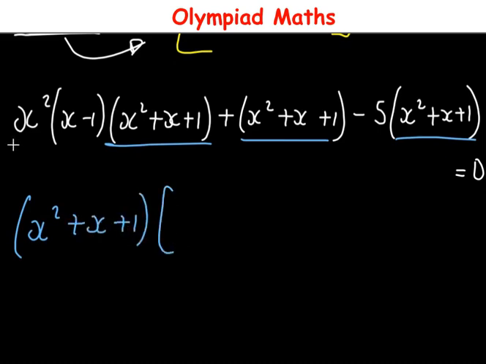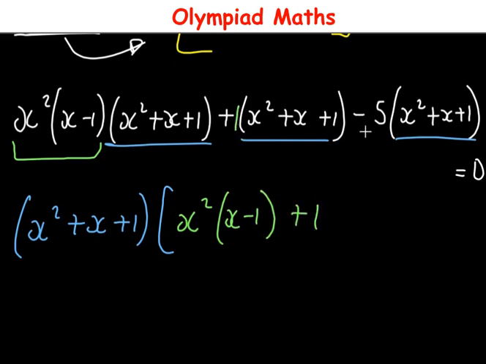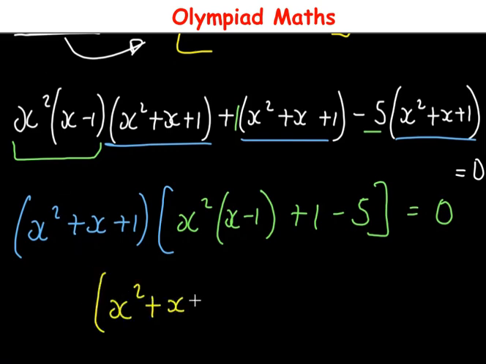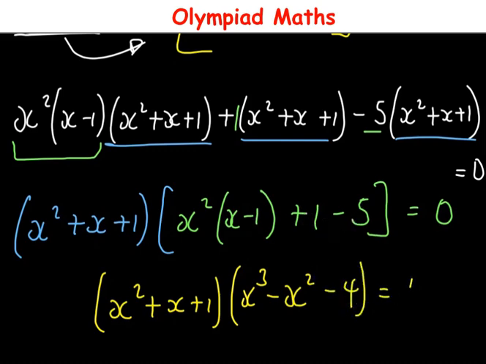Then we are left with x squared into bracket x minus 1, and then plus 1 is here, so plus 1, then minus 5. All of this equals 0. And from here, we have into bracket x squared plus x plus 1 multiplied by x squared times x, which is x raised to power 3, x squared times minus 1, minus x squared, then plus 1 minus 5, minus 4. All of this equals 0.